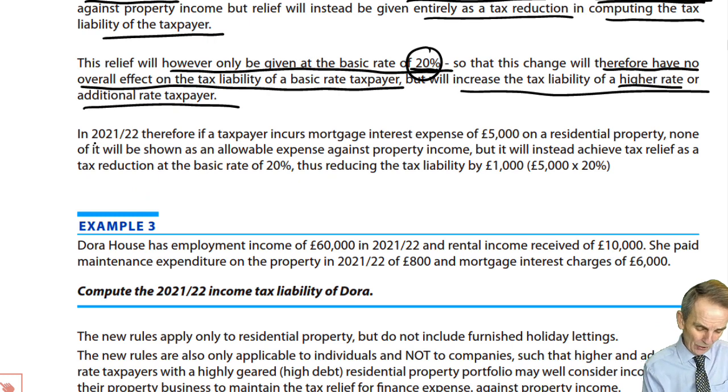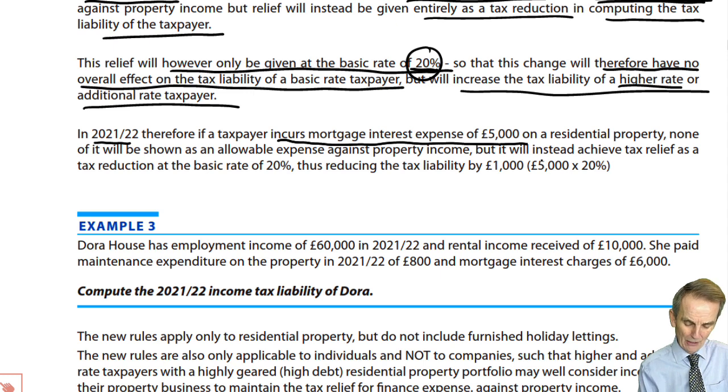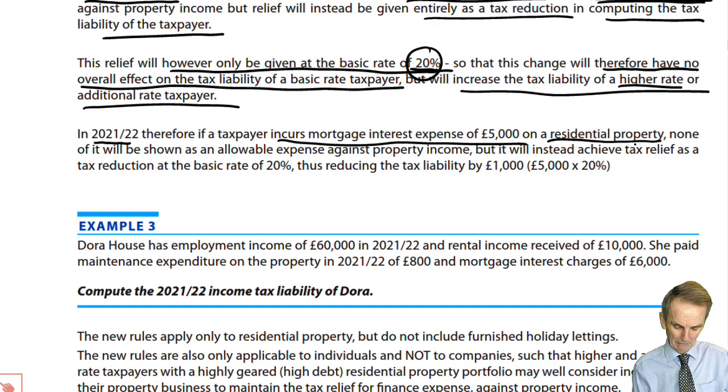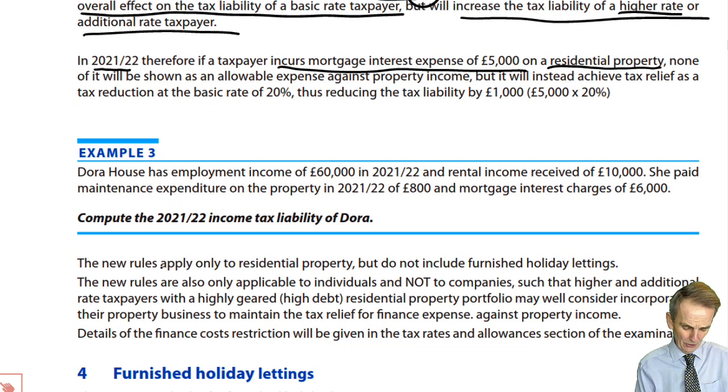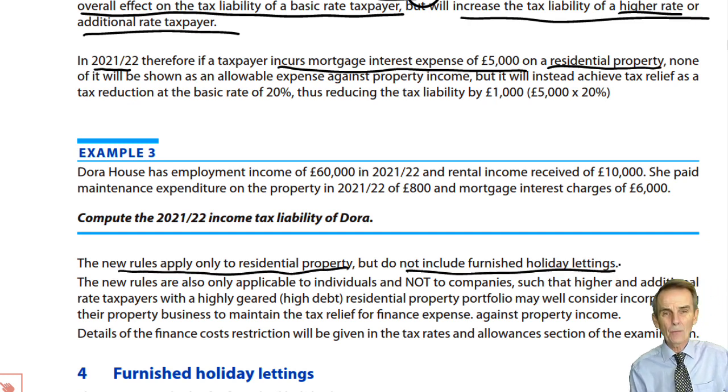In 21-22, our tax year, if a taxpayer incurs mortgage interest expense of $5,000, again on a residential property, one of the rules we'll come to later, but I'll show it now: the new rules apply only to residential property, but do not include something we mentioned a while back in the previous session. We deal with the detail of it.